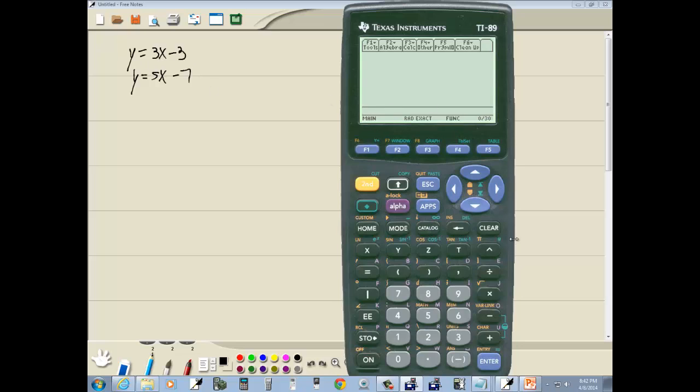I'm going to enter those in. I do diamond F1, and I'll put 3x minus 3 on y1, press enter. And on y2, I'm going to put 5x minus 7, enter. Now I want to graph, so I do diamond F3. There's our first one, and there's our second one, and where they intersect is our answer.